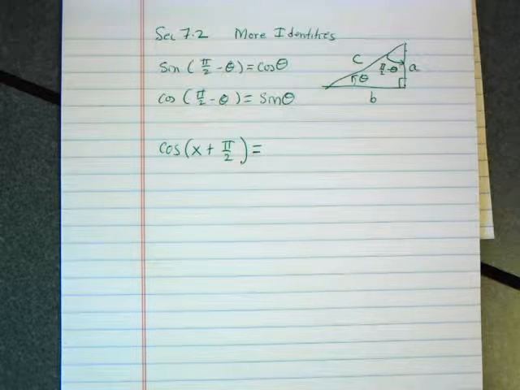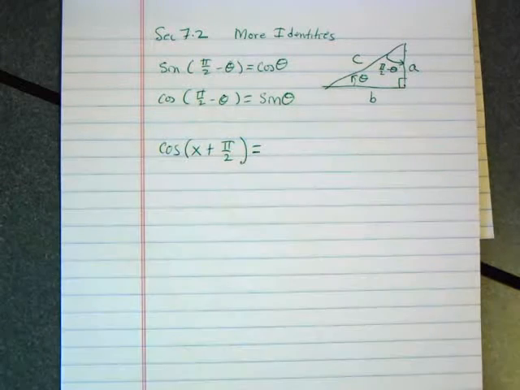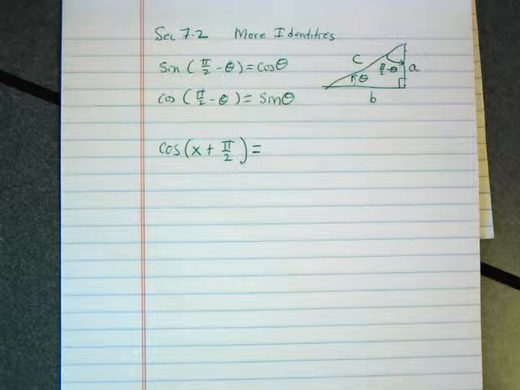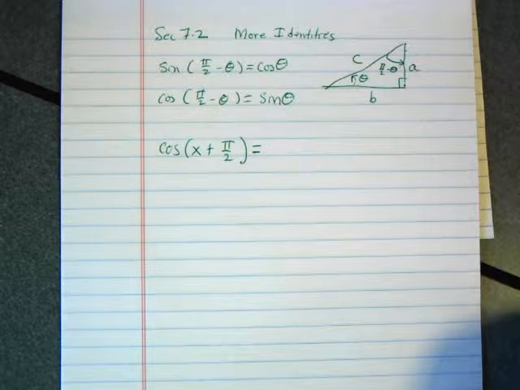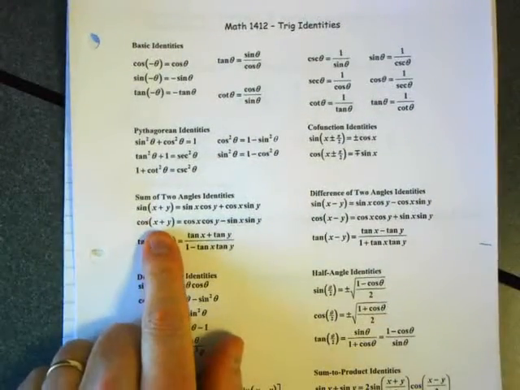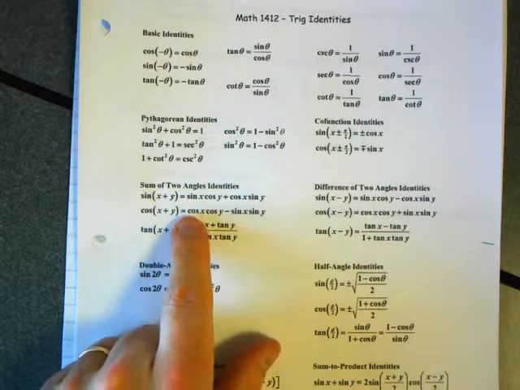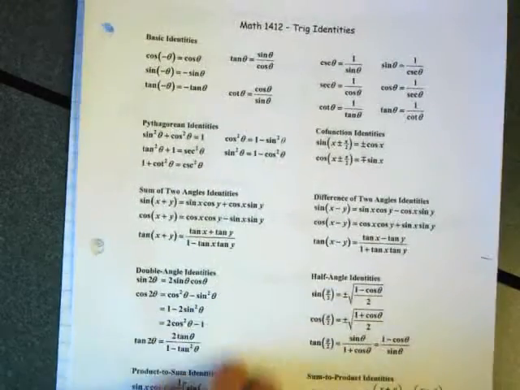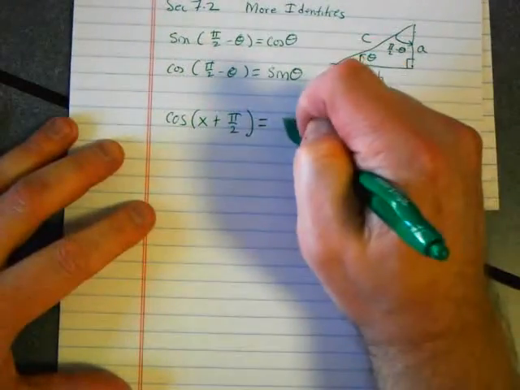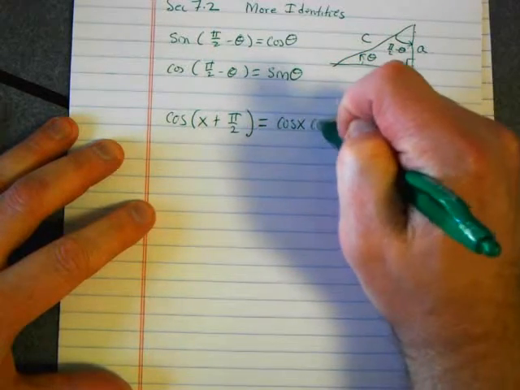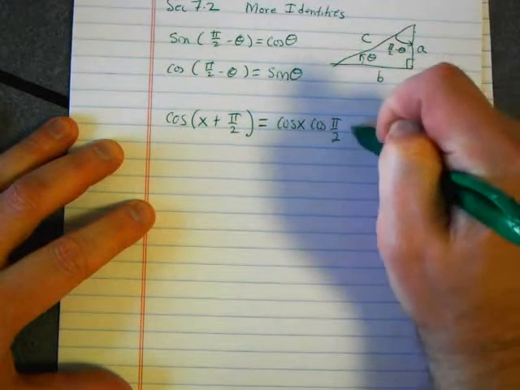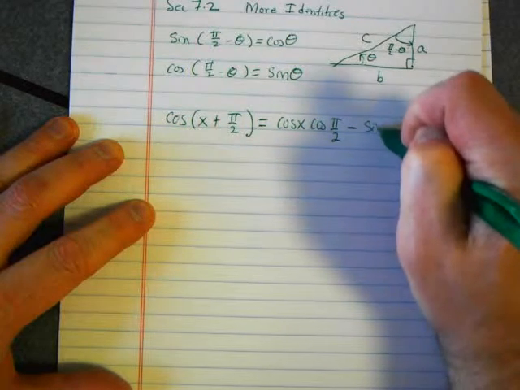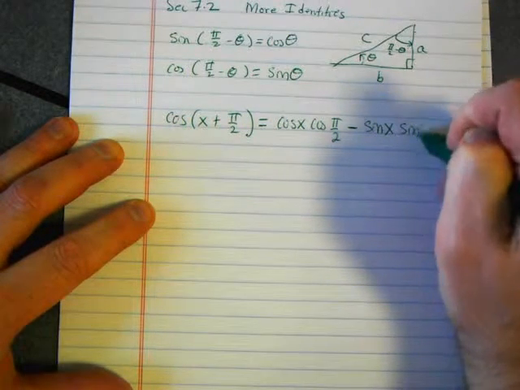Do I have a formula for cosine of adding two angles together? Yes, I do. What's that formula? Let's see, the formula says if I'm adding two things together, it's cosine cosine minus sine sine. So we're going to have cosine x cosine pi over 2 minus sine x sine pi over 2.